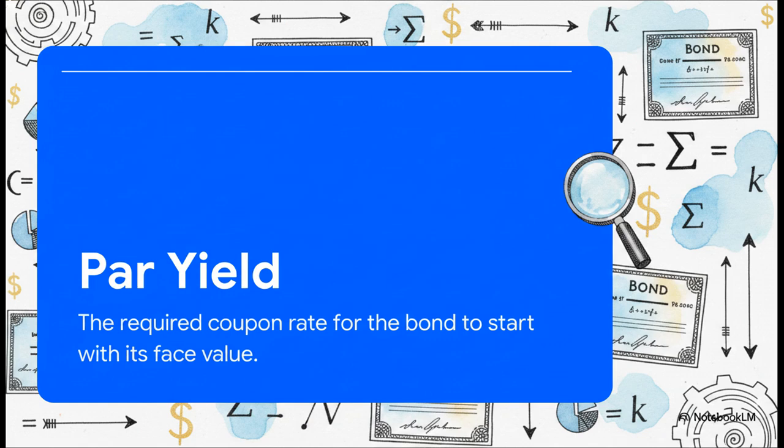value of $1 today? Well, this formula gives us the par yield. It tells us the precise required coupon rate, which is represented by K, that we absolutely must demand from the market so that the present value of all those future cash flows equals exactly $1 right now.